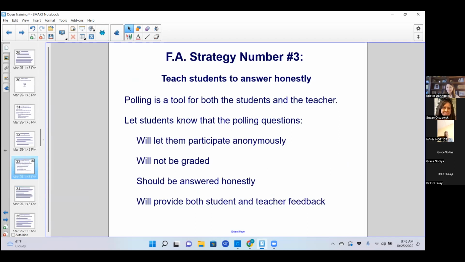This is a hard one, I'm going to be honest. Teaching the students to answer honestly. We want them to know that the formative assessment questions are to help them as well.